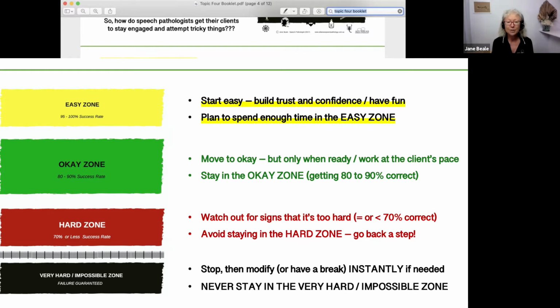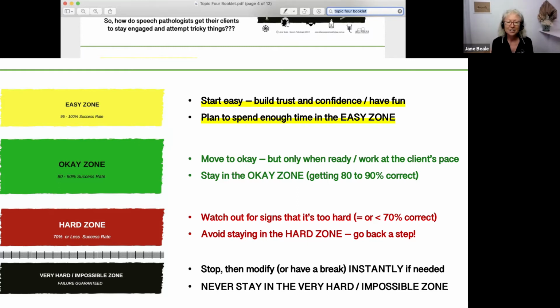The other thing that speech pathologists do is we're on the lookout for the black zone. If we see the client has made their way into that very hard or impossible zone, we will stop straight away. We'll modify what we're doing straight away. We'll even take a break instantly if we need to. We never stay in the very hard or impossible zone, because we know the client's going to leave not having achieved anything, and the parent or caregiver, if they're in the session, is possibly going to be quite stressed.